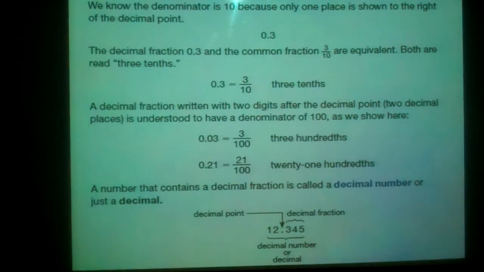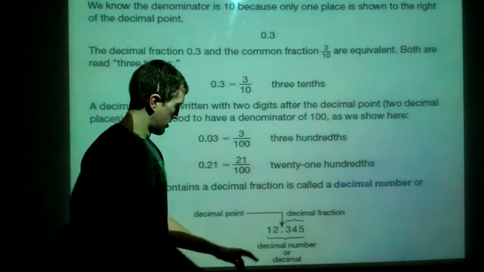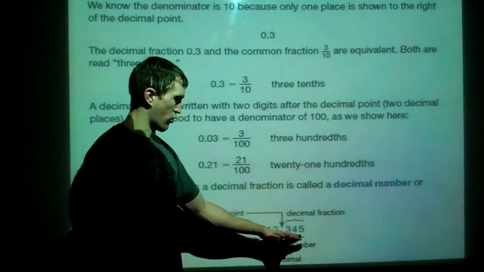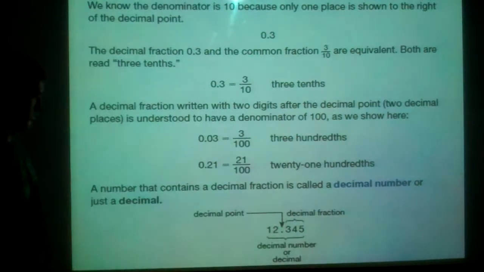So a number that contains a decimal fraction is called a decimal number, or just a decimal. So we have our decimal point. This is our decimal fraction. The whole thing is called a decimal number. So we would read this as 12 and 345 thousandths. So once again, decimal point, decimal fraction, decimal number, or the whole decimal.